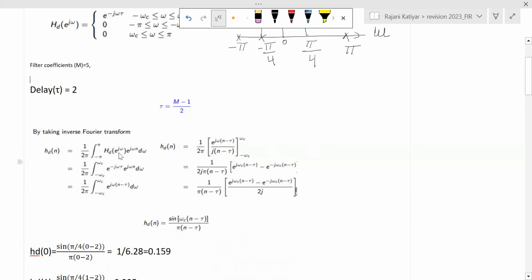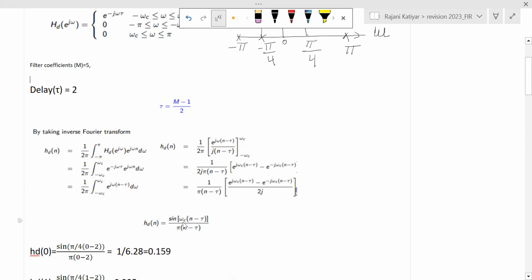Hd(e^jω) is the information given to us. But before substituting the value, we'll simplify this integration and reach this form: hd(n) is equal to sin(ωc(n − τ)) upon π(n − τ). We can see the input given here is ωc, and what we obtain from here is hd(n), that is the time domain information of the filter, or the filter coefficients.